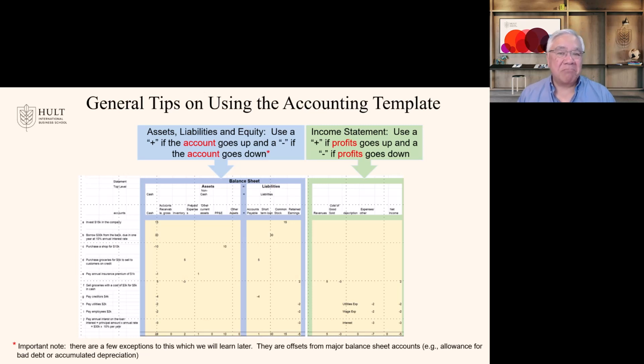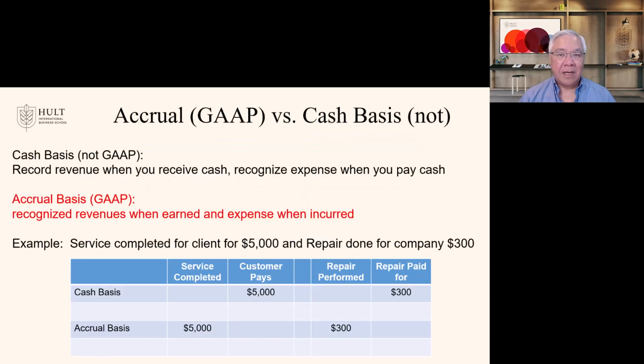So I think that's the one item that may be a little bit confusing, but if you just remember, does profit go up or down, then you're in good shape. All right, now to accrual basis, which is GAAP and IFRS. So this is how all corporations record their transactions.